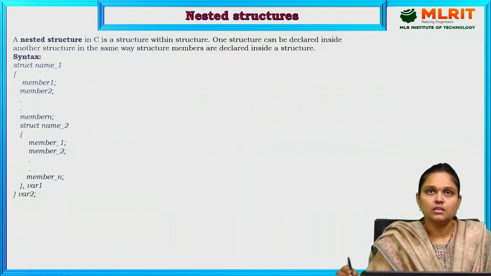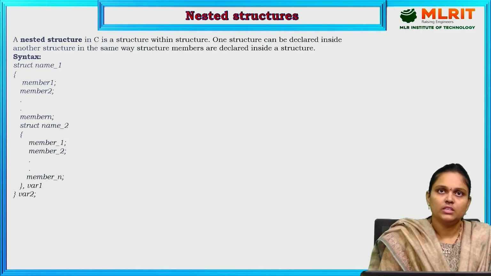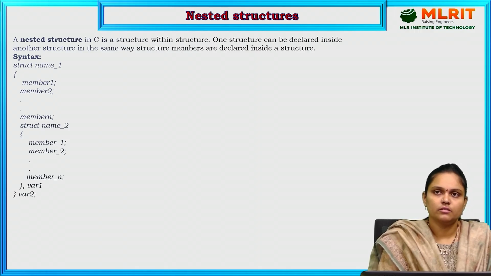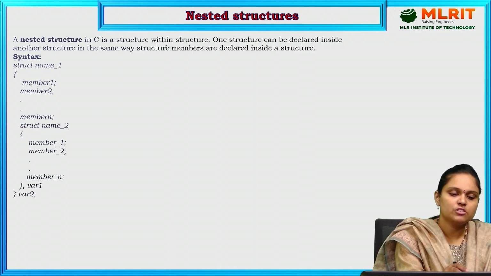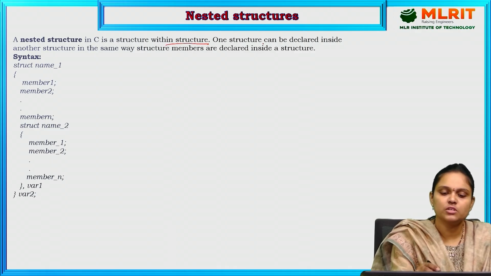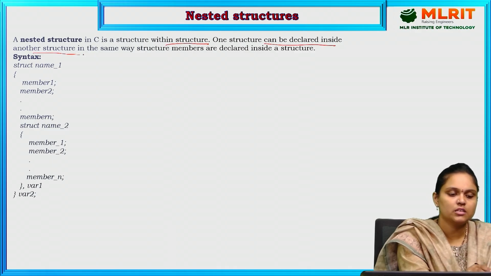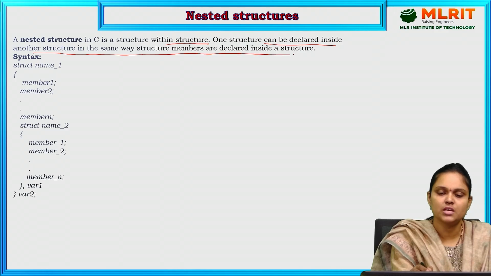The next is the nested structure. We have learned about nested loops and also nested if. Nested if means one if inside another if, and nested loops means one loop inside another loop. Here also the same concept: a nested structure is nothing but one structure inside another structure. In C programming, within a structure, one structure can be declared inside another structure in the same way structure members are declared inside a structure.